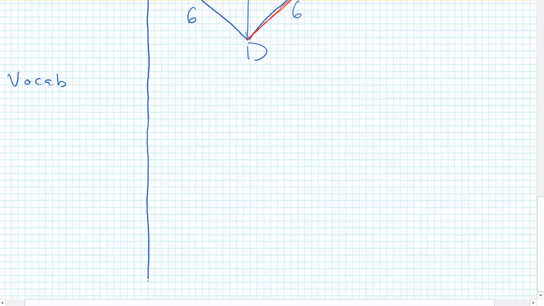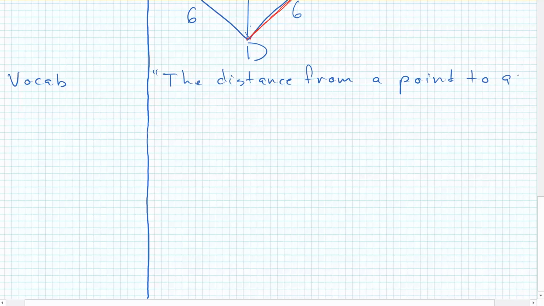Now, the vocab term that I'm going to throw at you really quick is definitely a term, and it's going to seem pretty self-evident because it's pretty easy to understand. It's the distance from a point to a line.